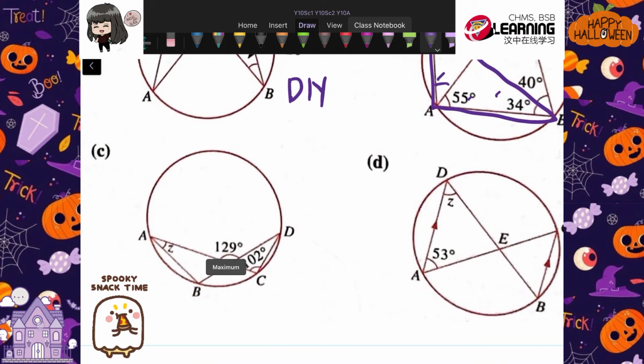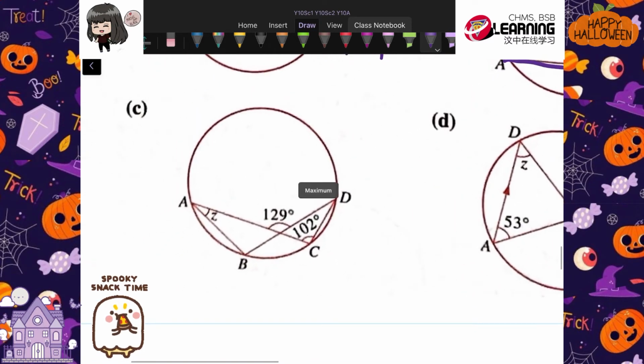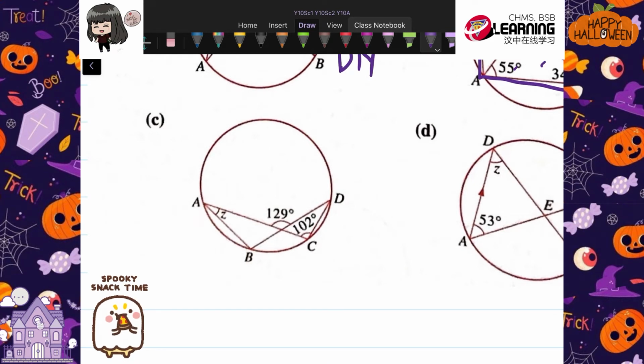Okay, for C, I think this one also you can DIY, but I'll teach you a little bit. 102 is here. The whole triangle over here is already occupied by the number 102. We're going to use this triangle, 102. Basically, this Z here, this is also Z. The segment is your BC. So the butterfly is here, this one and this one. So Z here, this one is also Z.